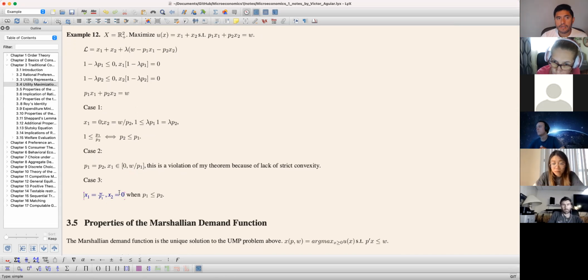final case is the mirror image of the first case. So you can just play with the second proposal, which is x2 is 0 and x1 is W divided by P1. And then you just verify it's also a solution. And now you're going to find that this happens whenever the price of 1 is less than or equal to the price of 2.